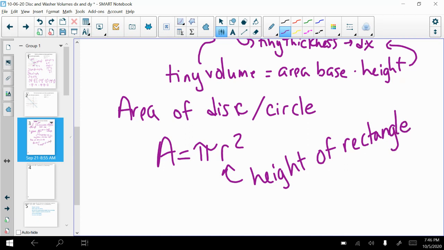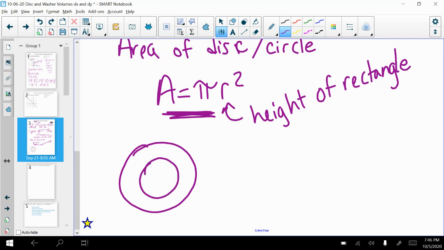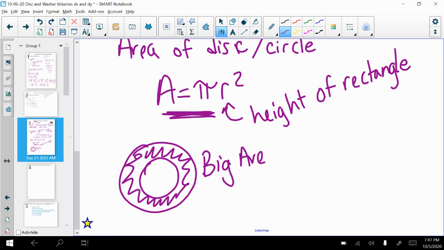Okay. Now, this is called disk and washer, and this is technically disk. A washer is really not much different. Washer really just uses yesterday's idea of, say we have this with a hole in the middle, right? And I want to find this area out here. I have to do my big area minus my small area.